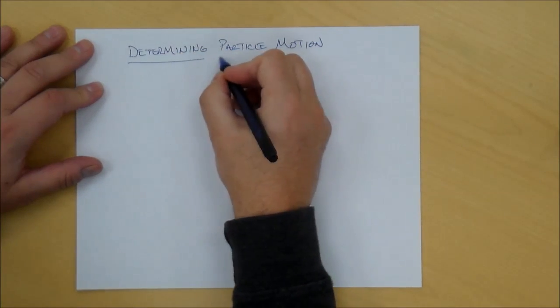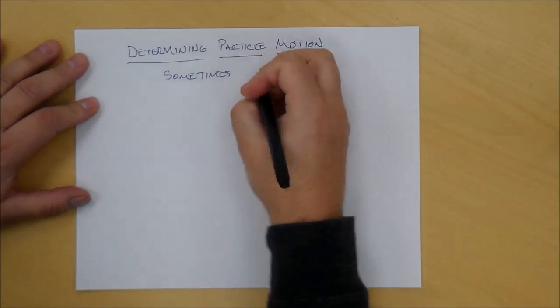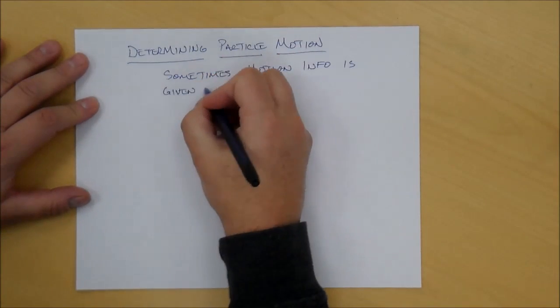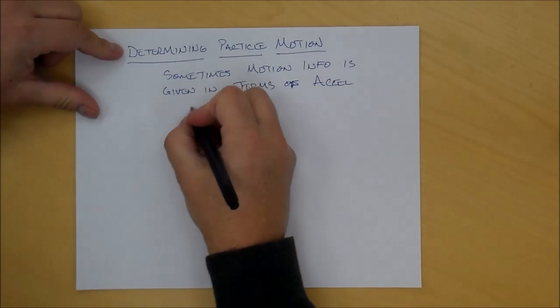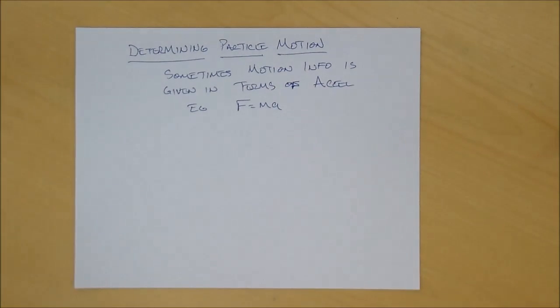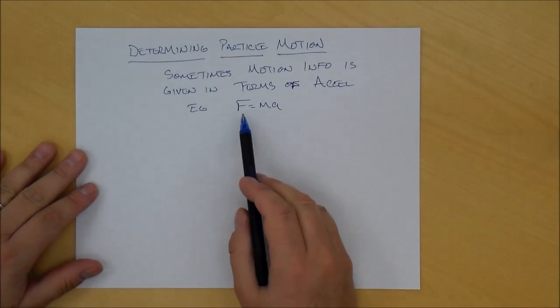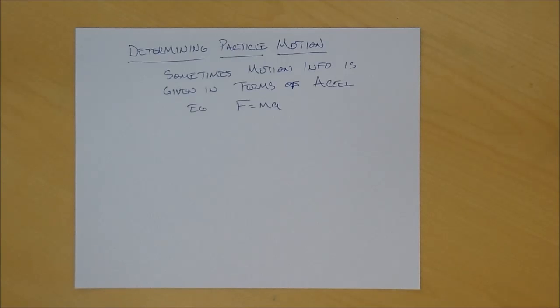So let's talk about determining the motion of a particle in this case. A good example of this is Newton's second law, F equals ma. If I show you a body, I tell you what the forces are acting on it, and I tell you what its mass is, you can quickly find the acceleration. Now you have the acceleration. Can you tell me the velocity and position of the particle for all time? The answer is yes, you can, with a couple of caveats.